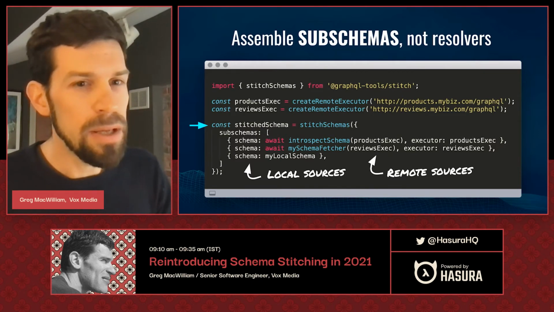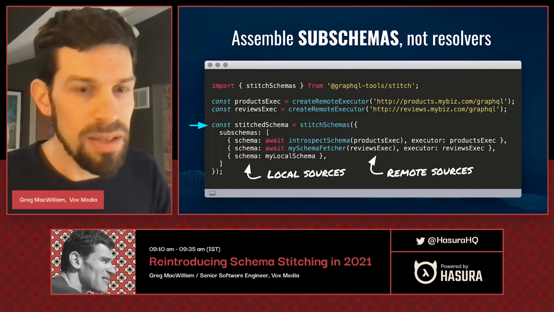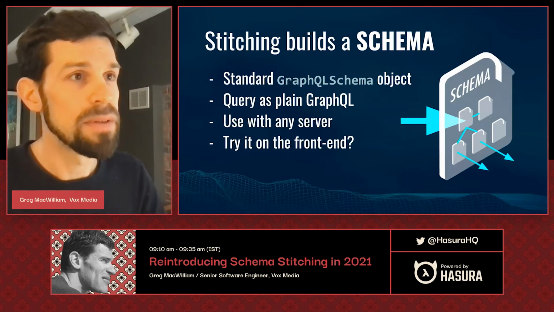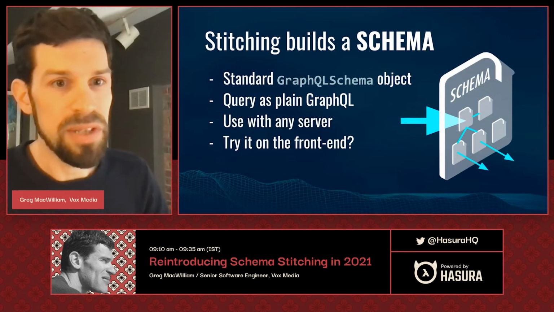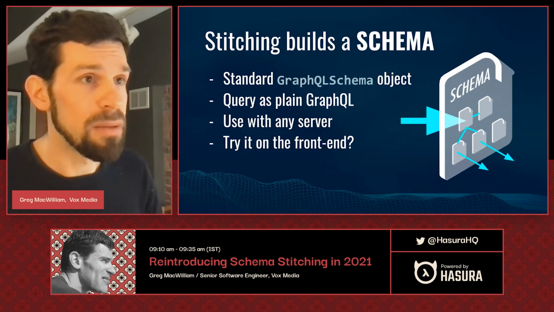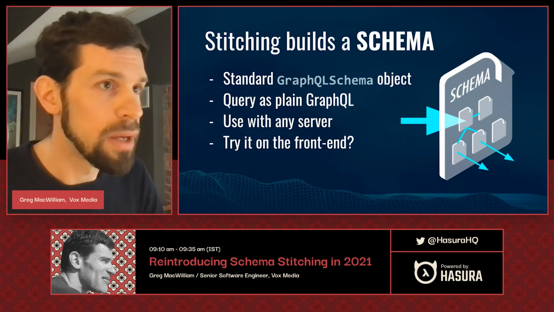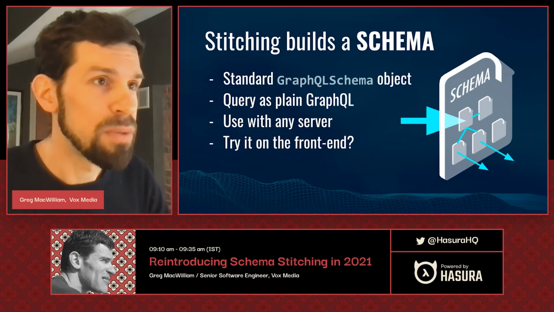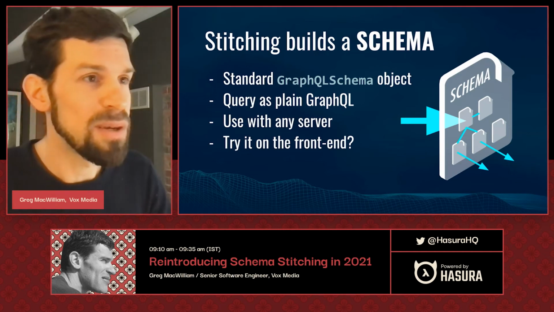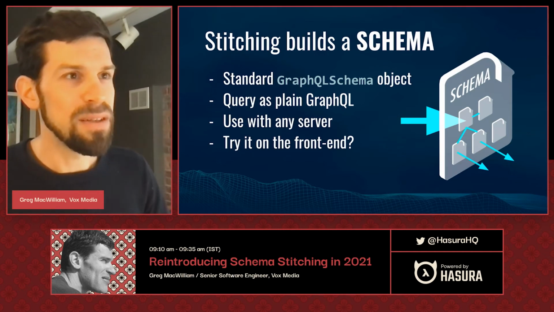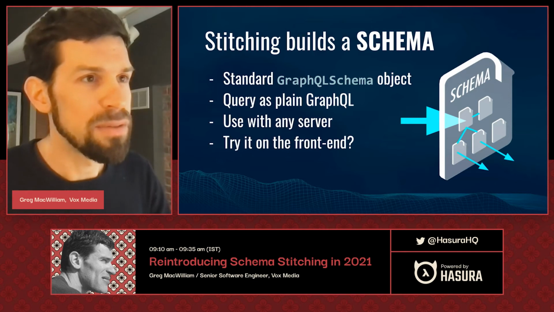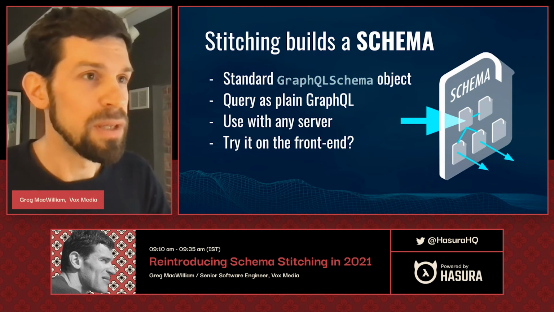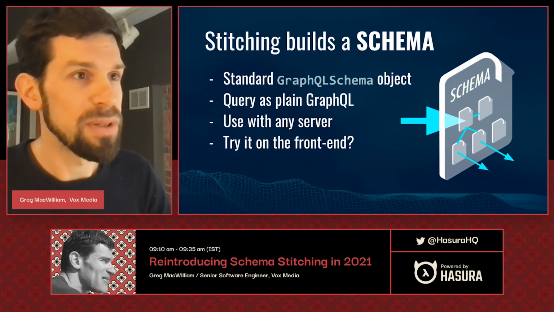And then the really interesting one is what that stitched schema variable comes out as. So stitching builds a schema, a standard GraphQL schema object. That means it can be queried as plain GraphQL. You can use it with any server. You can try it on the front end. We've heard people doing this. I've never tried it personally, but it sounds really interesting. This idea that your gateway is a schema is a lot different from the output of something like Federation, where the result is a server. You build a gateway server as opposed to a gateway schema.